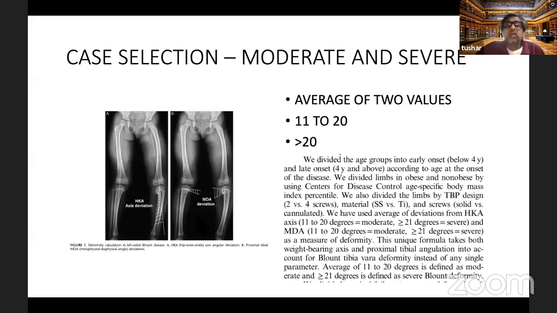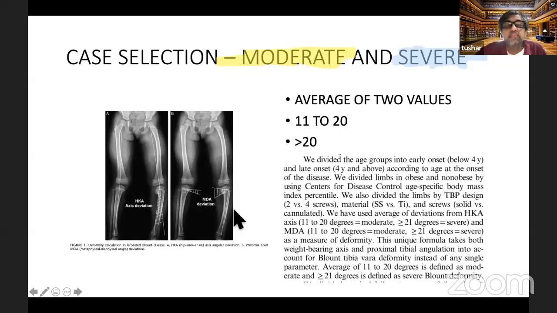The very interesting thing is how they classified their moderate and severe Blount's. They take the long axis film and the hip-knee axis deviation, that means the mechanical axis of the tibia relative to the full mechanical axis, as one angle. The metaphyseal-diaphyseal angle, the Drennan angle, is taken as the second angle. They sum it up and divide by 2. That takes the whole limb to tibia proportion very well.